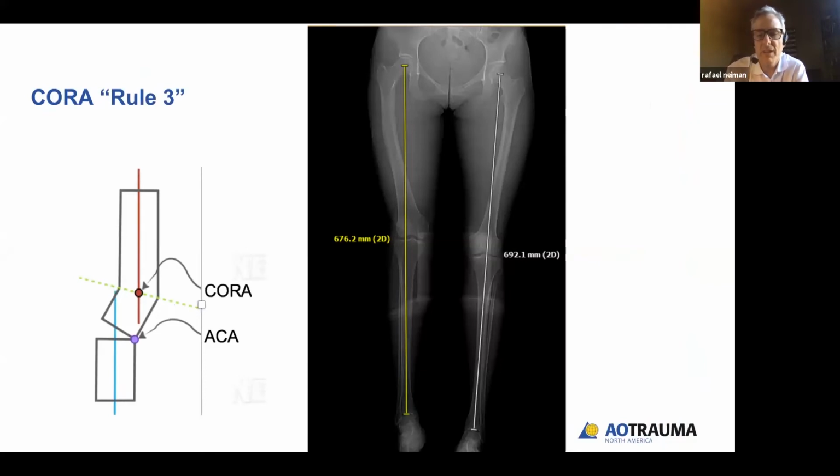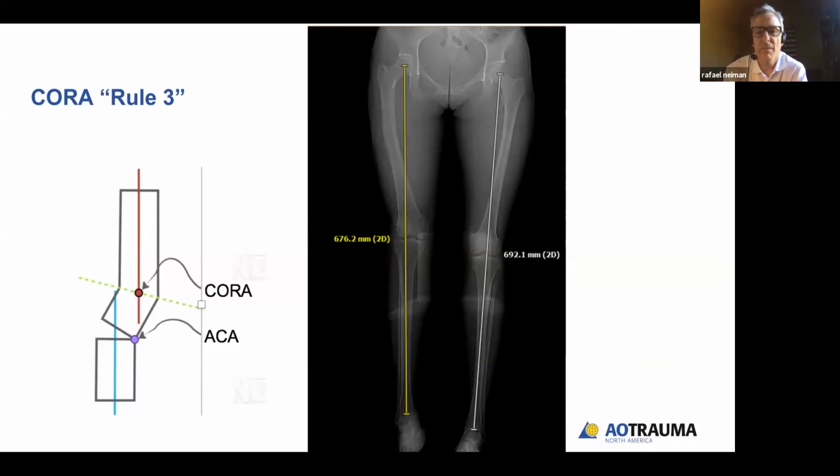There were questions about rule three in the Q&A on Saturday. And I had mentioned that rule three is where you determine what your CORA is, but then your cut and your ACA are not in the CORA. And if that happens, then you're going to get translation. And that can either be a bad thing if you didn't intend it, or it could be a good thing if you did intend it. And someone asked, when would it be a good idea?